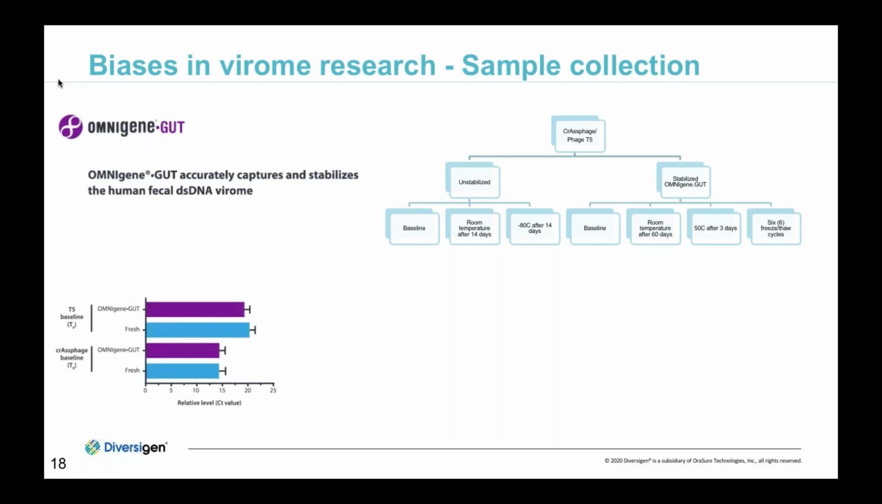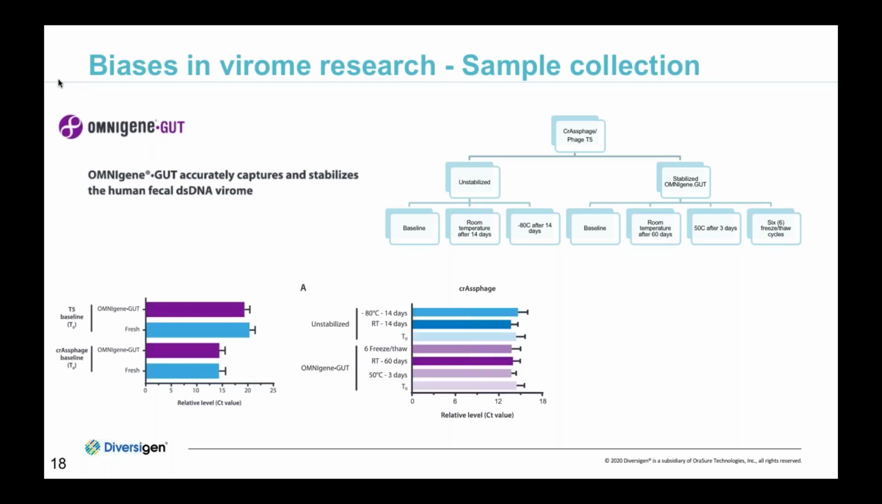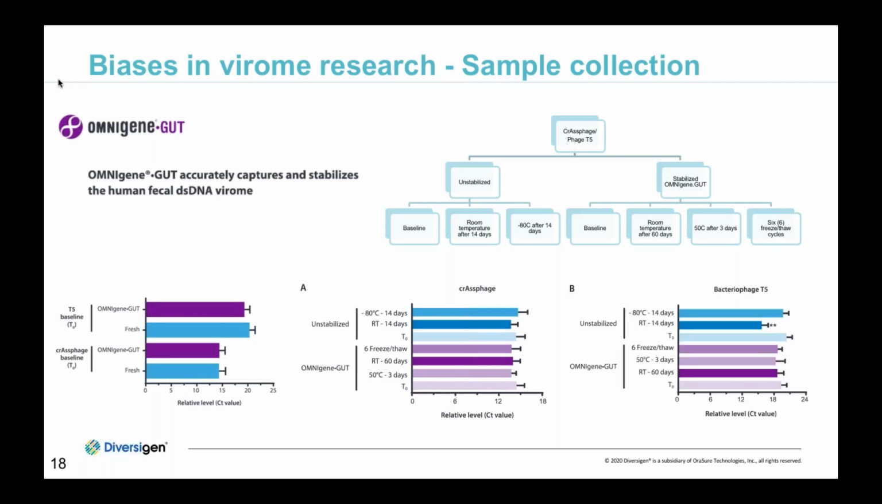In terms of the baseline information, there were no differences in the qPCR results of crAssphage and bacteriophage T5 when comparing fresh samples and the OMNIgene GUT results. In terms of the crAssphage, no differences were noted in any of the arms of the study. But in terms of bacteriophage T5, there was a significant decrease in CT values at room temperature after 14 days without any stabilization. These results indicate that while some phages may be persistent across different conditions, as in the case of the crAssphage, other viruses like bacteriophage T5 may actually be more sensitive to changes in storing condition. As you may imagine, this may also translate to other viruses.